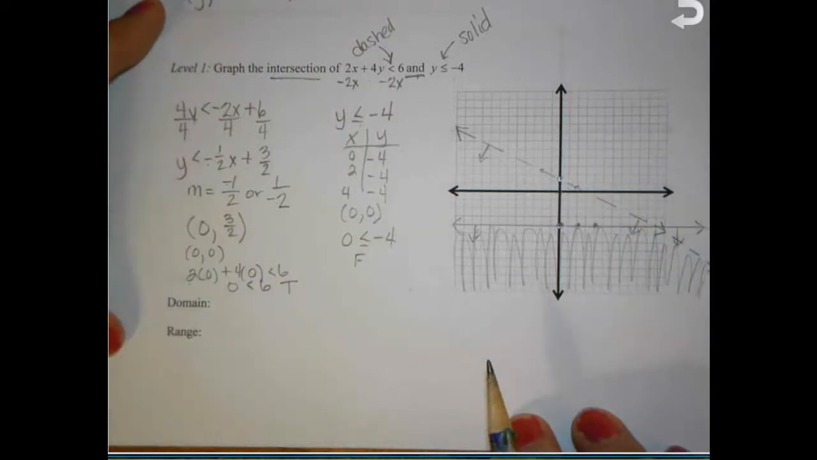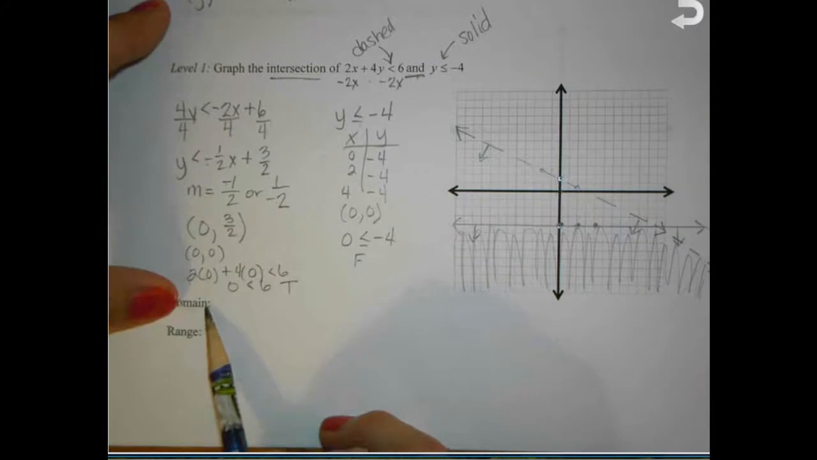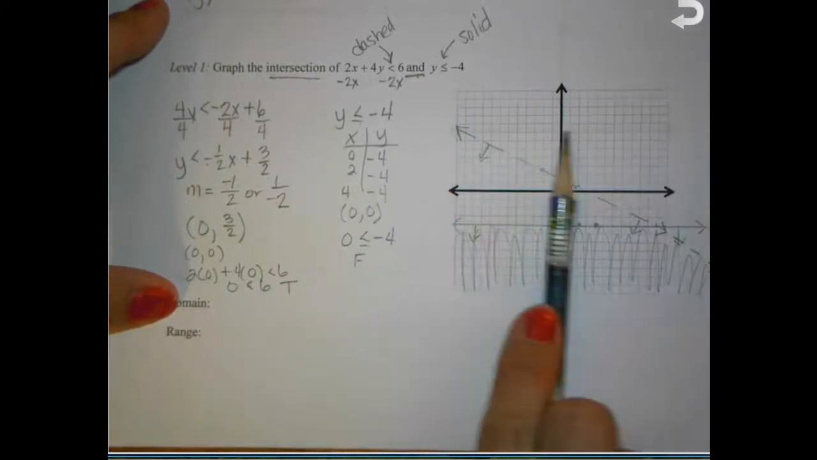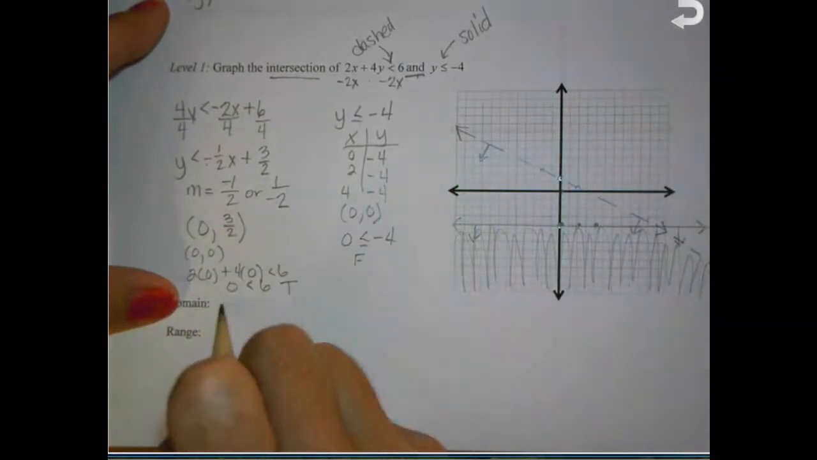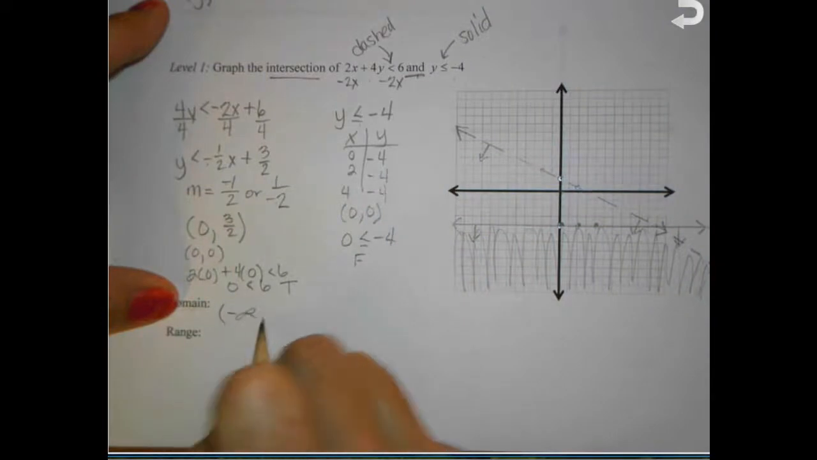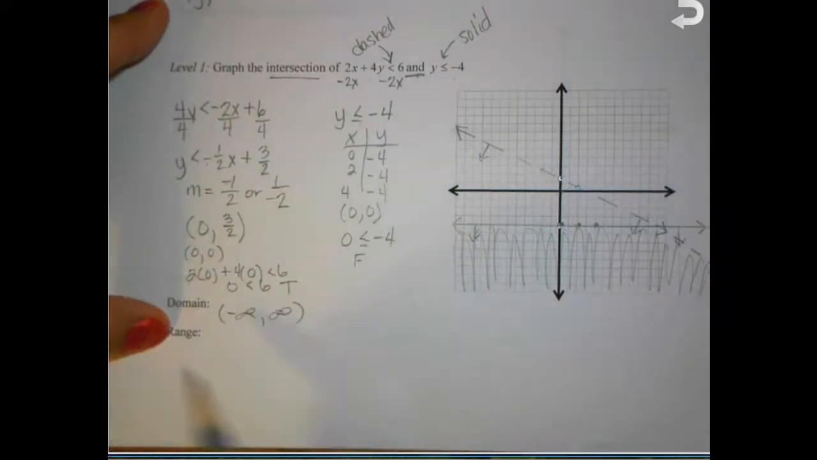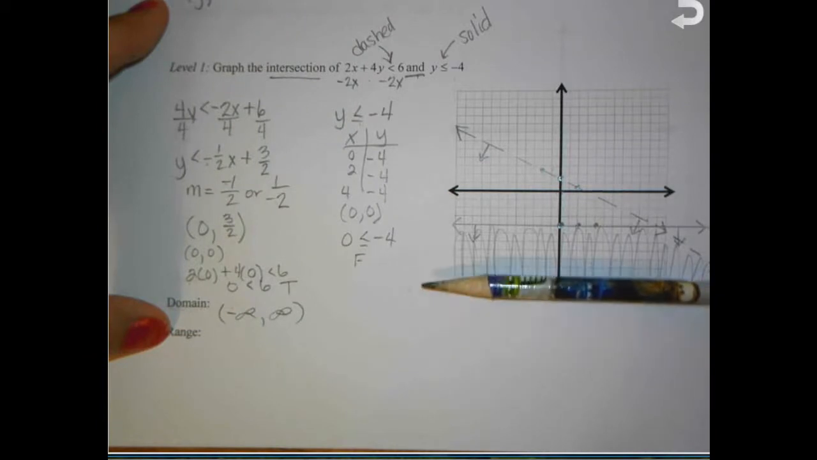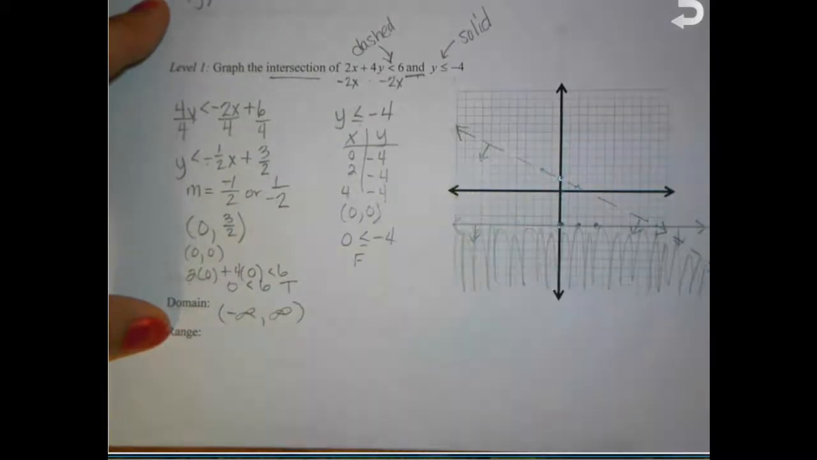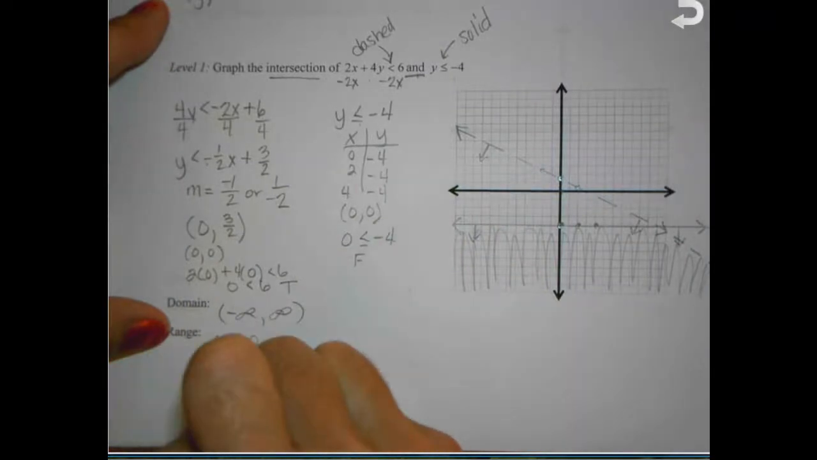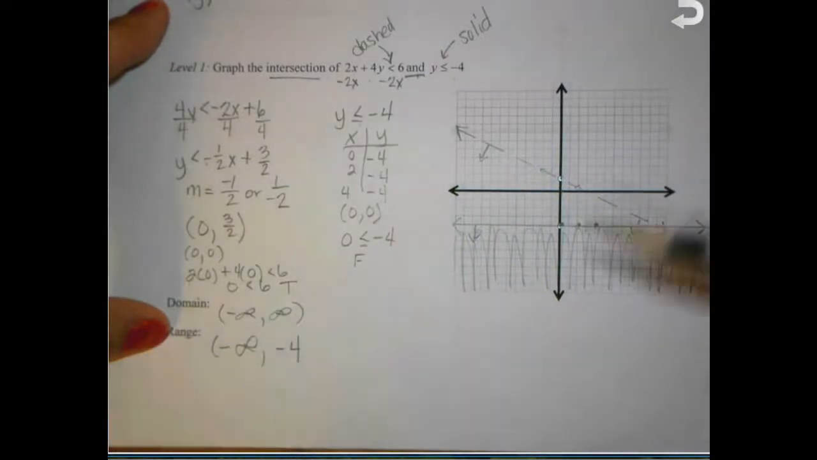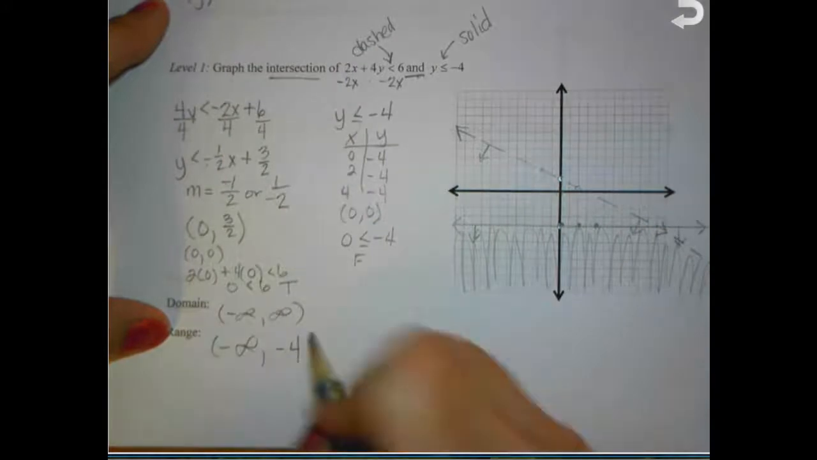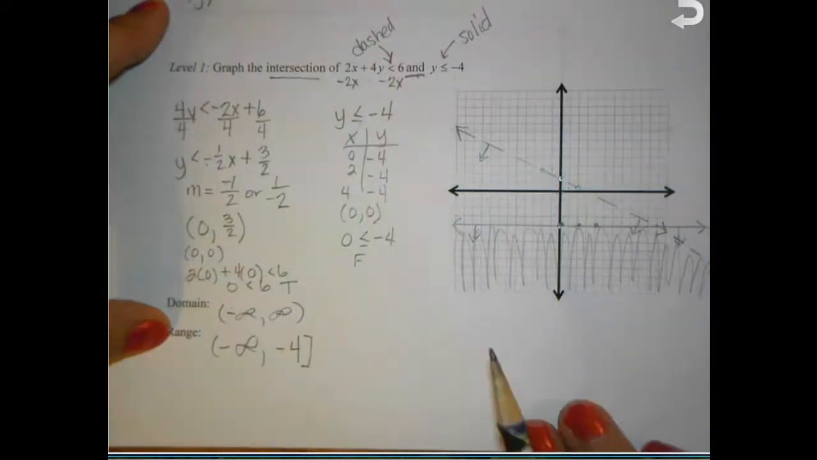Okay? Domain and range then. For my domain going in the x direction, it looks like there will always be a value for y, so negative infinity to positive infinity. And the range looking in the y direction, we have lots of values all the way up to negative 4. So negative infinity to negative 4. And is the negative 4 included? It is, because it's a solid line, so there's my range.